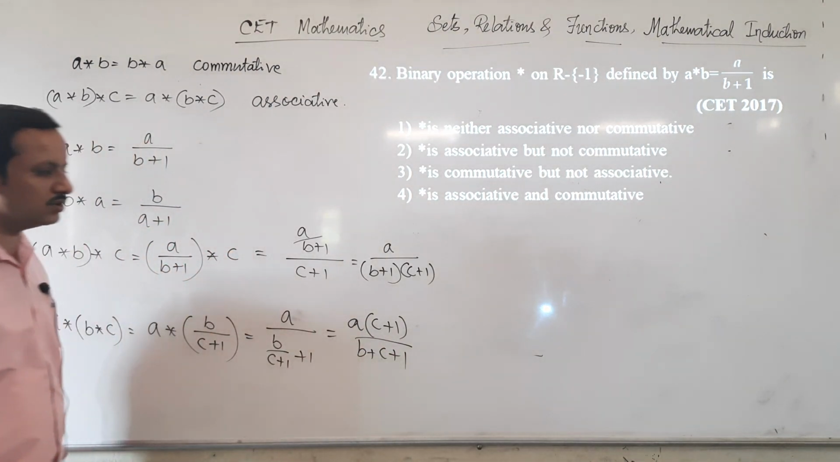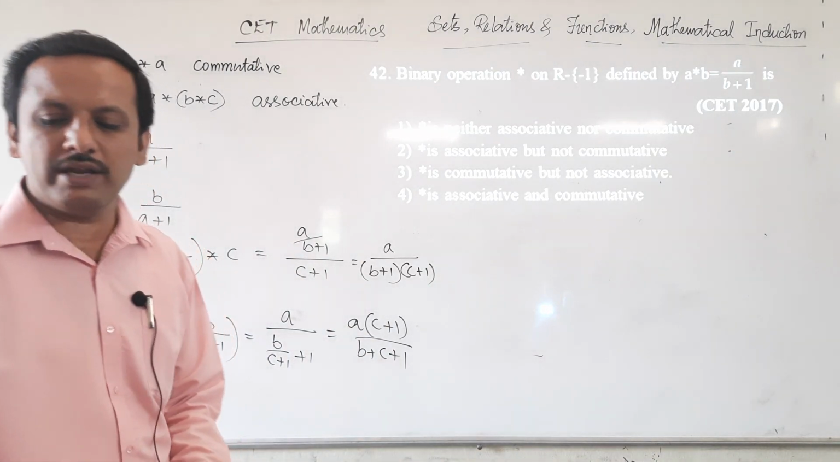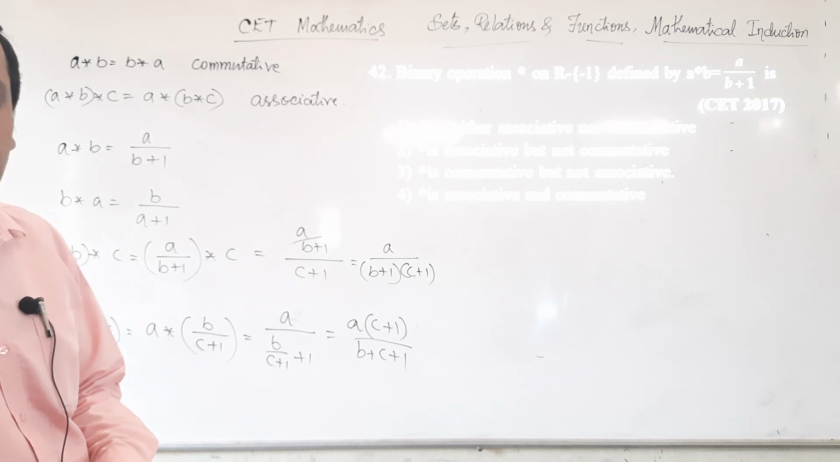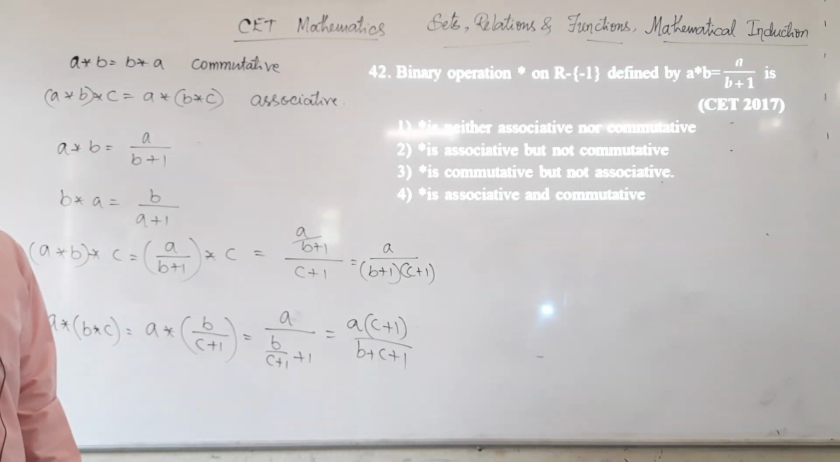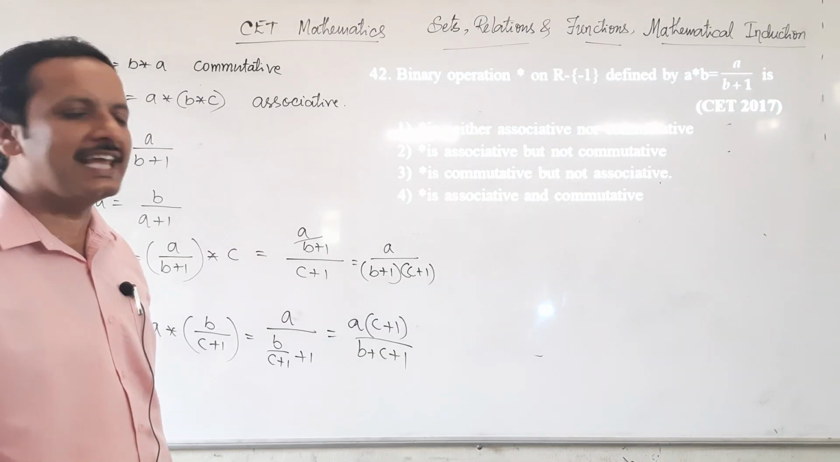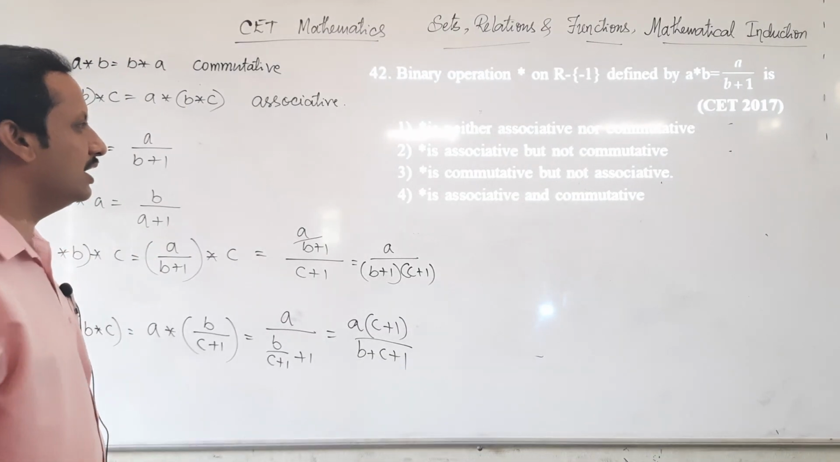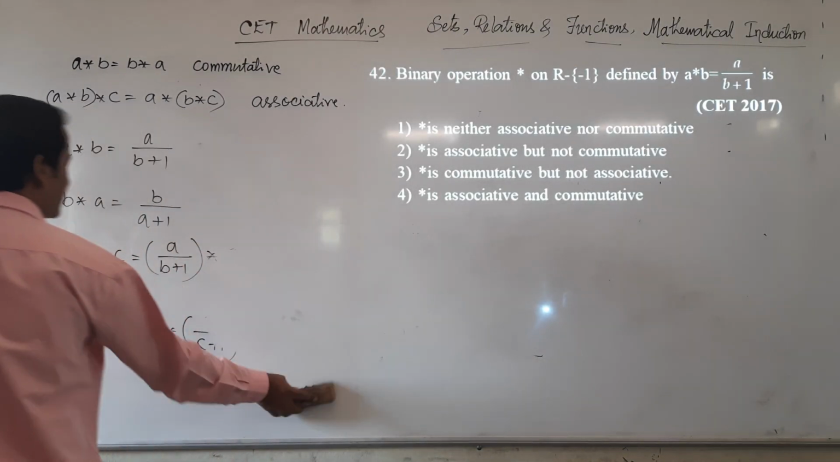So observe these two, are they equal? No, they are not. So it is non-associative, which means this operation star is neither commutative nor associative. Neither associative nor commutative. The first option is the right answer.